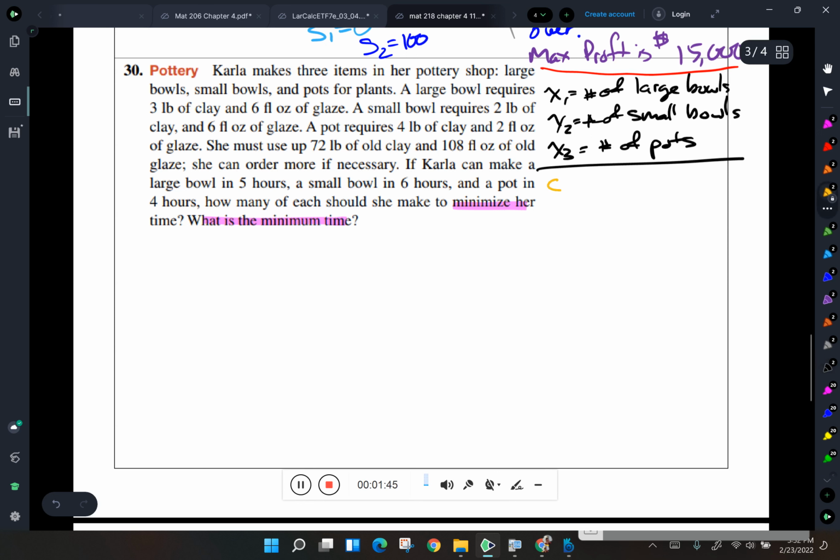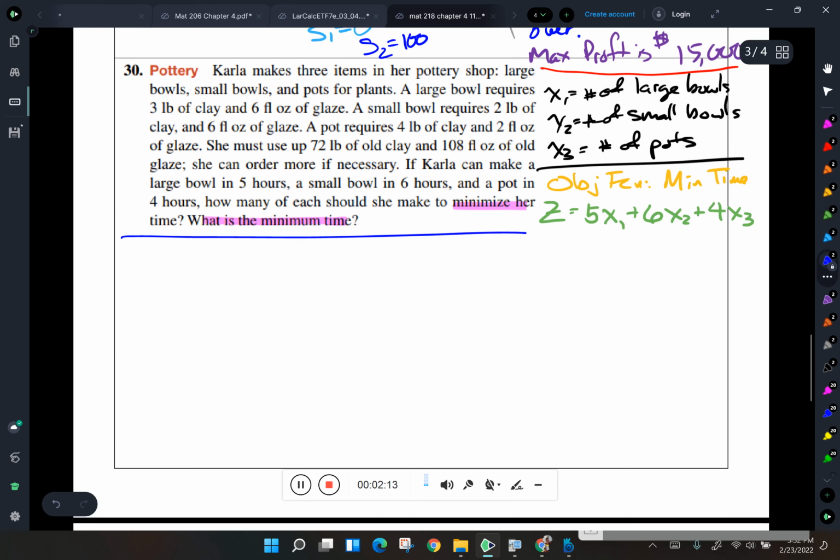We have an objective, but it's different. It's now a minimize problem. So we're going to minimize the time that she spends. Our objective function, Z, is going to be 5 hours for every large bowl plus 6 hours for every small bowl plus 4 hours for every pot.